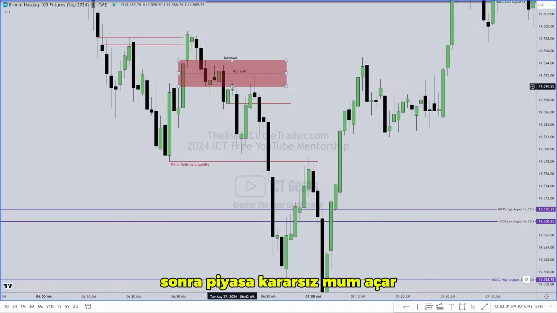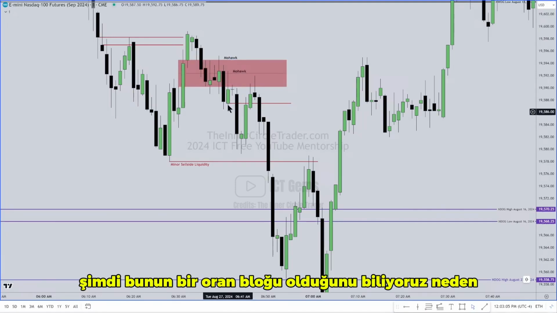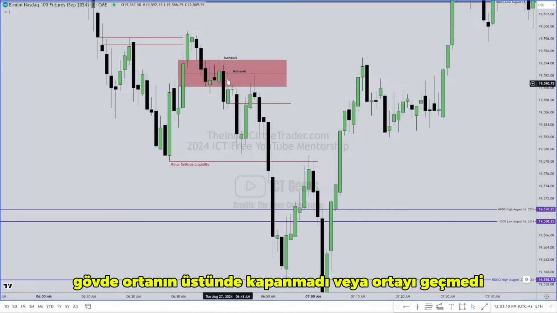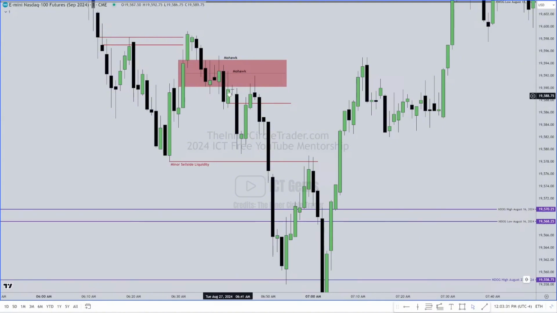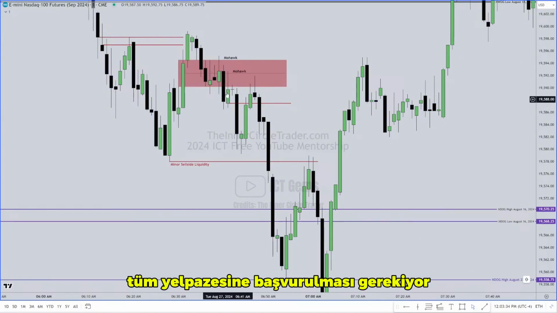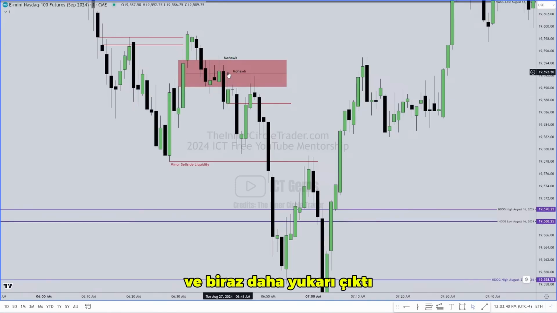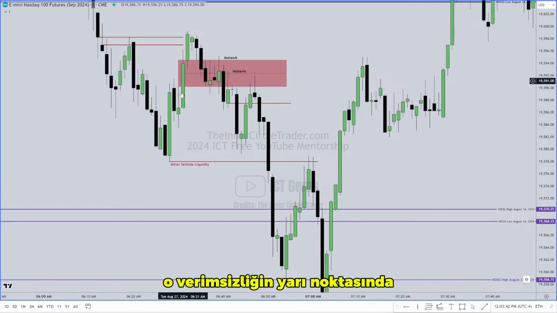Then the market opens, indecisive candle. We want to see it drop away. It does. Now we know that this is a propulsion block. Why? Because its candlestick body did not close above or cross the mid part of this candlestick, which is the order block. The propulsion block, its entire range needs to be referred to. And it went just a little bit above the halfway point of that inefficiency.